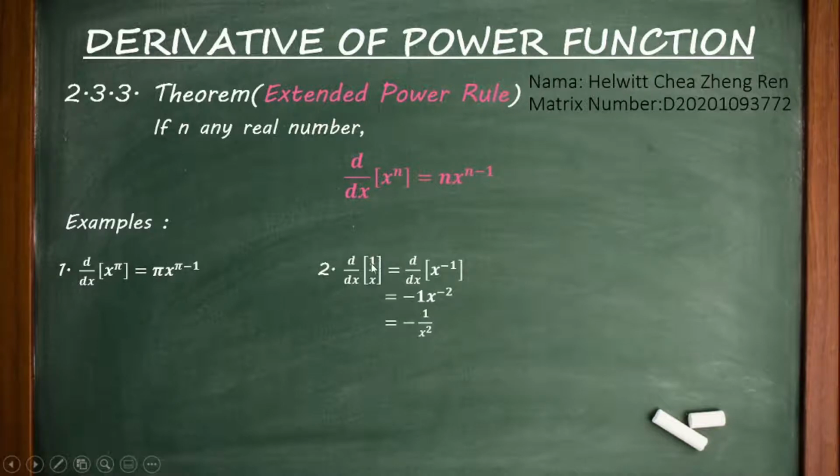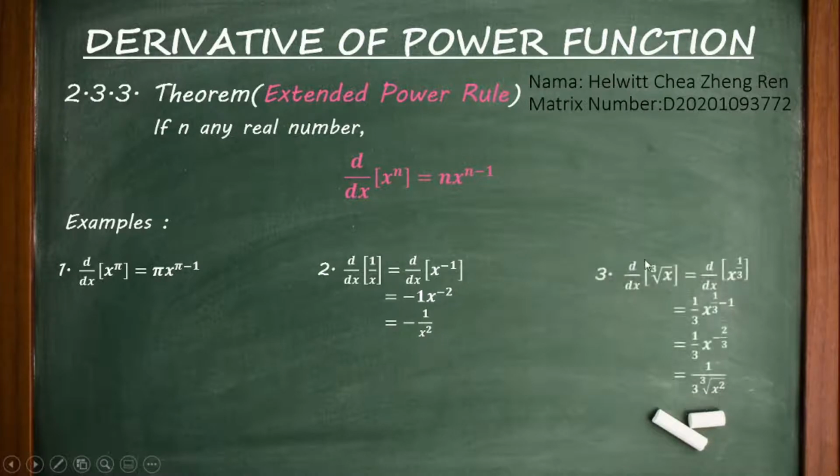Example 2. Differentiate 1 over x. 1 over x we can also write as x to the power of negative 1. Then differentiate this, we get negative 1, and then x to the power of negative 2, because negative 1 minus 1 gives negative 2. We can also write it by bringing the x to the denominator like this.